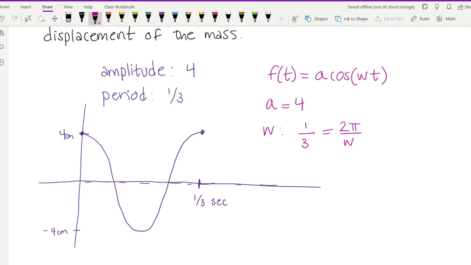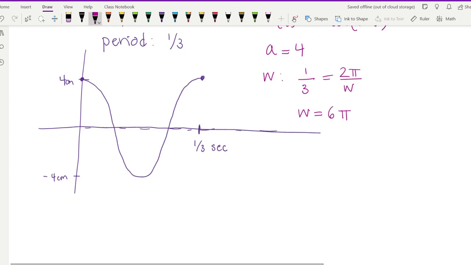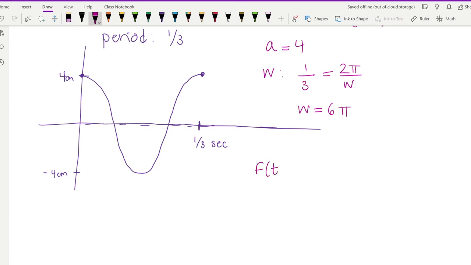If we solve this equation by cross multiplying, we would find right away that w is equal to 6 pi. And so now we can write our final answer, which is that f of t is going to be equal to 4 times cosine of 6 pi t.